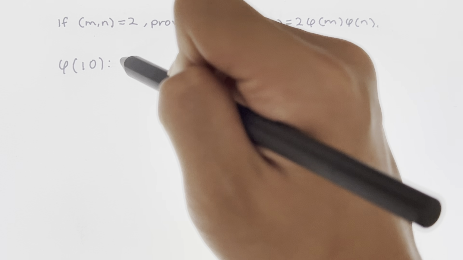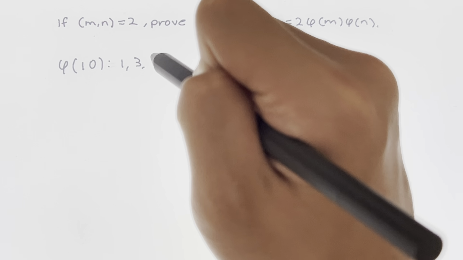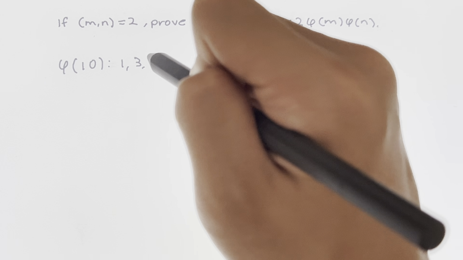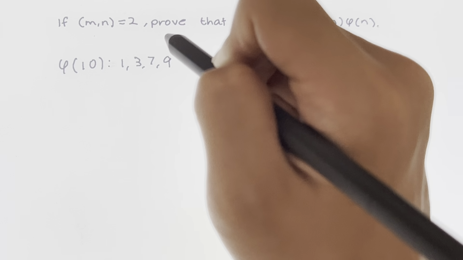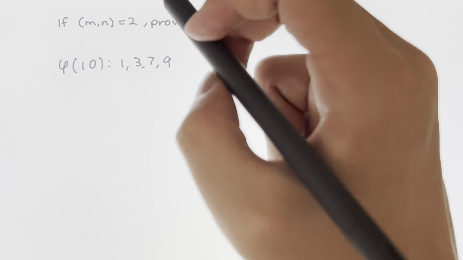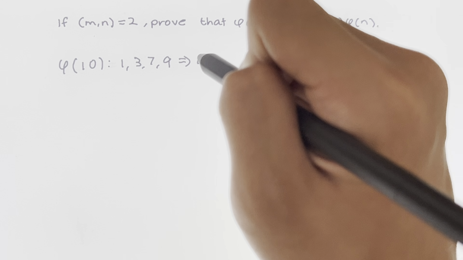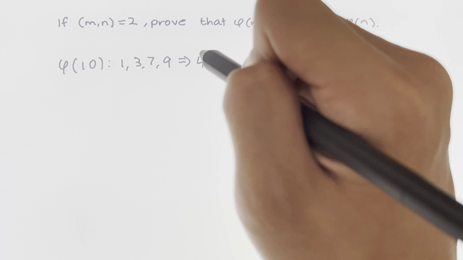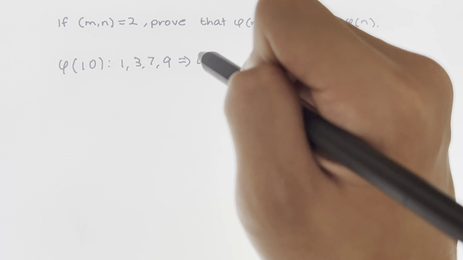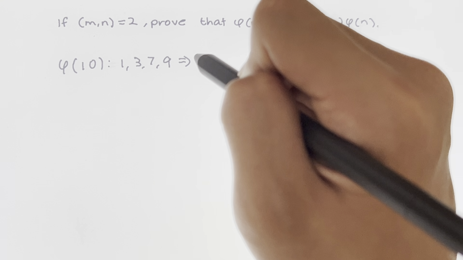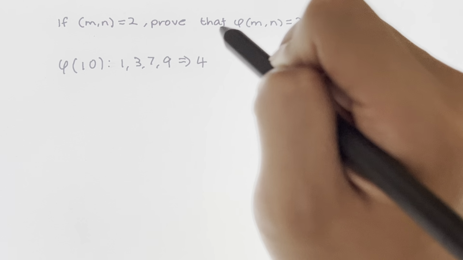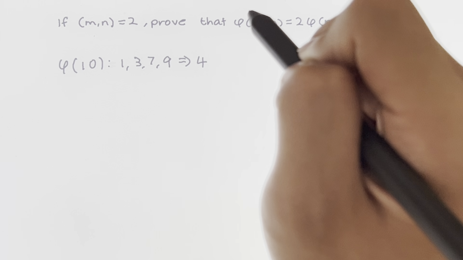They're going to be 1, 3, 7, and 9. So it's going to be 4 of these numbers, and the Euler's totient is going to be 4. Once again, the Euler's totient counts the number of positive integers up to n which are relatively prime to n. So, with that out of the way, we can now solve this problem.